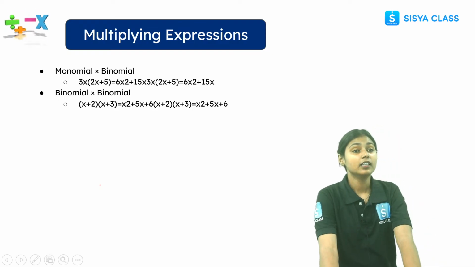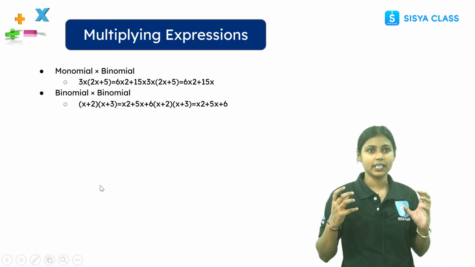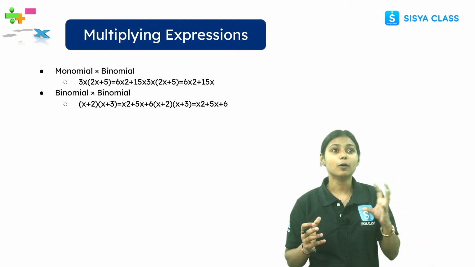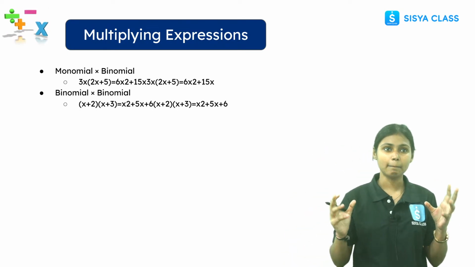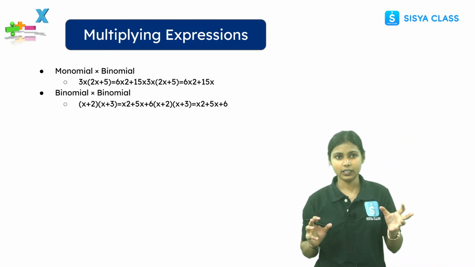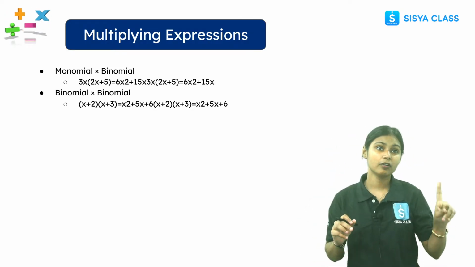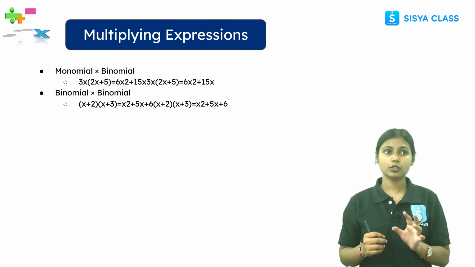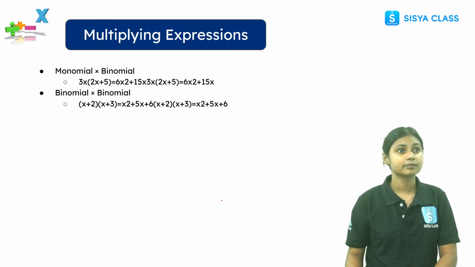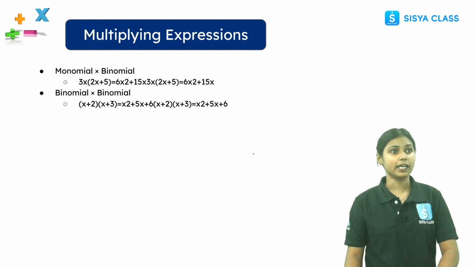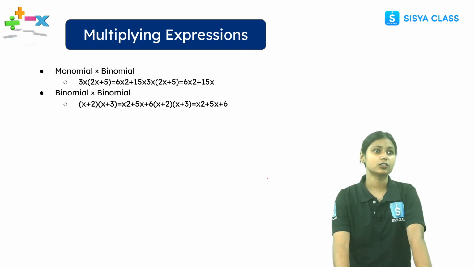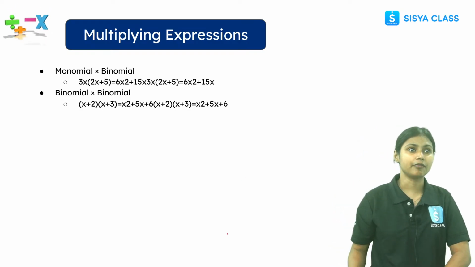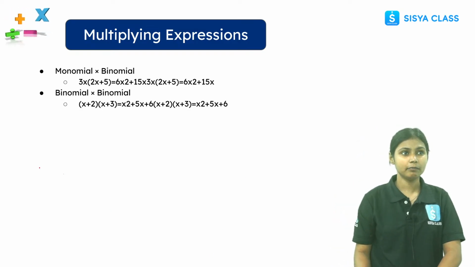Okay. Now multiplying expressions. How are we going to multiply these expressions? Monomial multiplied by binomial. What is a monomial? A monomial is having one term. A binomial is having two terms and variables. So 3x multiplied by 2x plus 5 is equal to 6x square plus 15x. How did it become that?